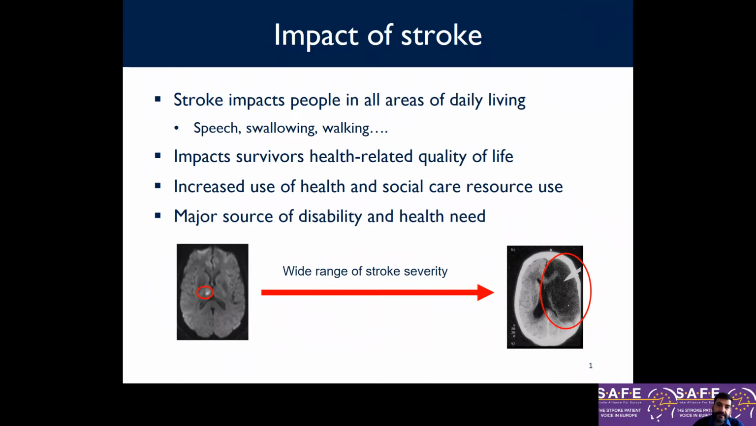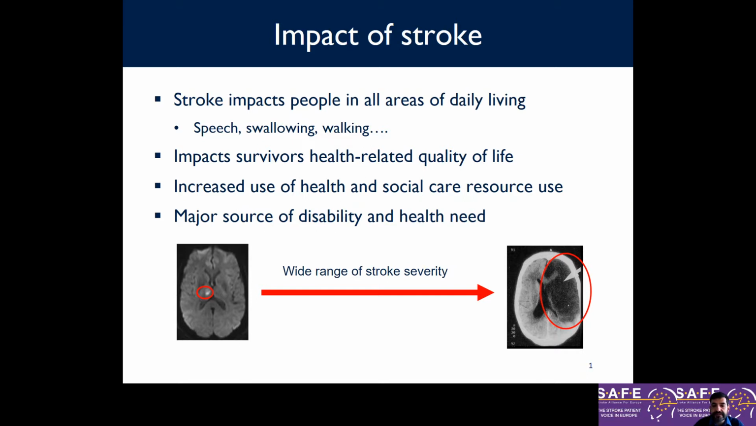So stroke impacts people in all areas of daily living: speech, swallowing, walking, taking care of themselves. Therefore, it impacts survivors' health-related quality of life, as they are more likely to become disabled. Stroke survivors then have an increased use of healthcare and social care resources. And stroke is widely acknowledged to be the major source of disability and health need.